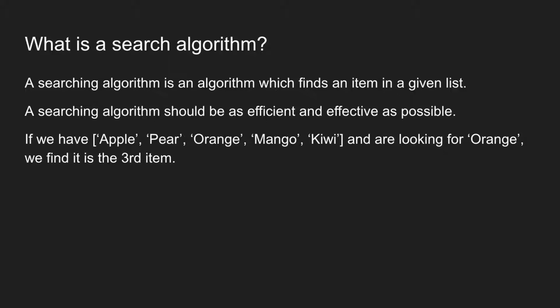So if we have apple, pear, orange, mango, and kiwi, and we're looking for orange, we can find it and it will return the third item, or it might just return saying that our item is there.